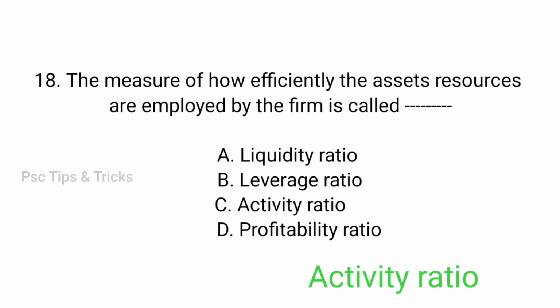Activity ratios are a category of financial ratios that measure a firm's ability to convert different accounts within its balance sheet into cash or sales.